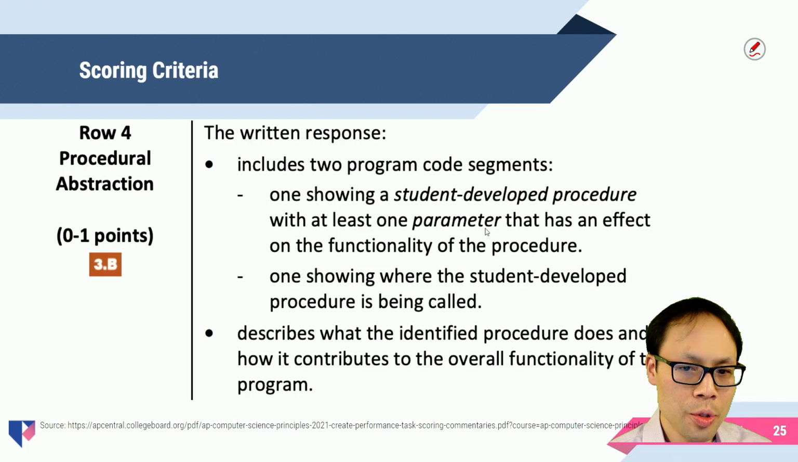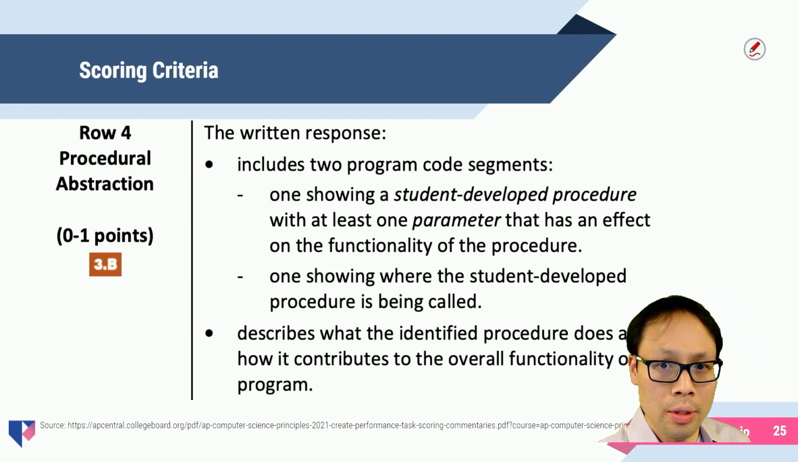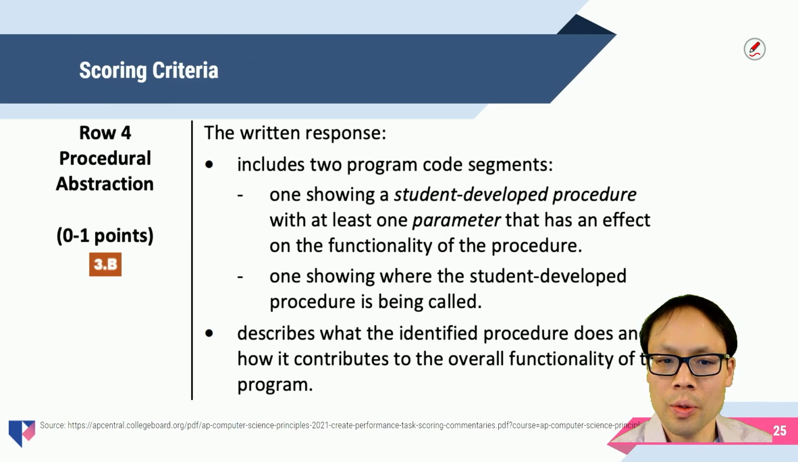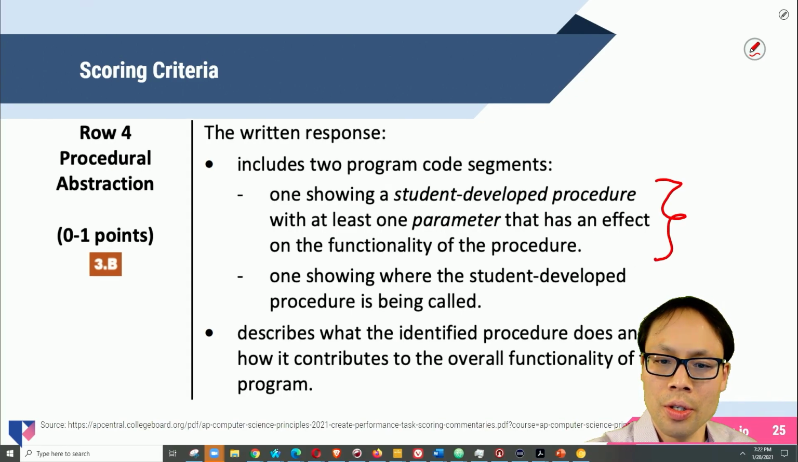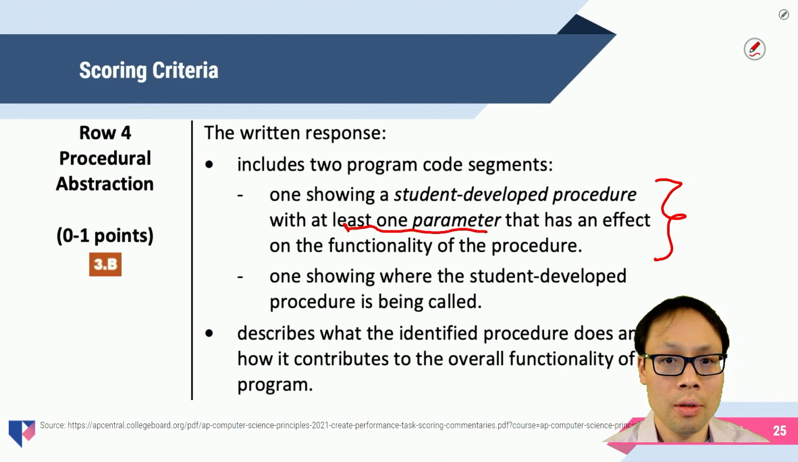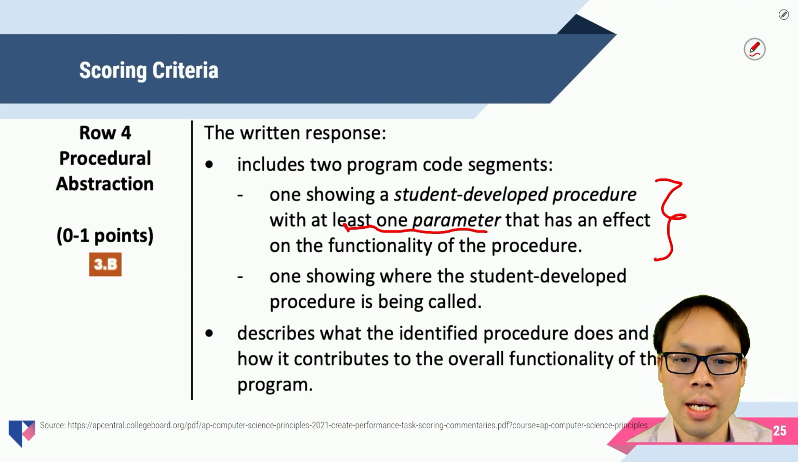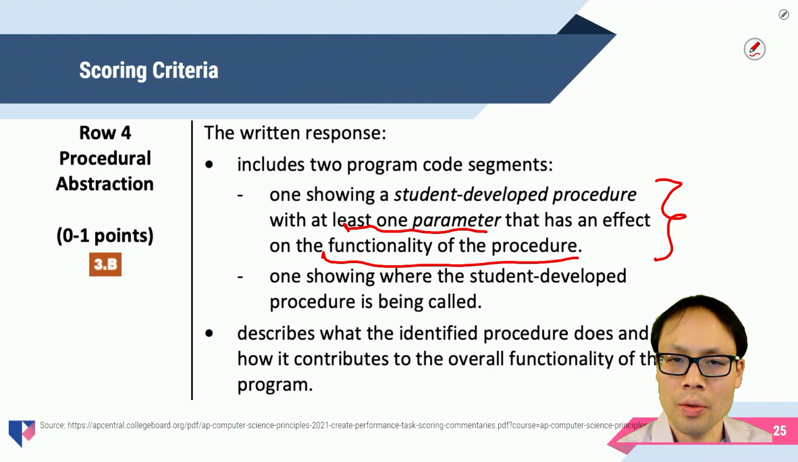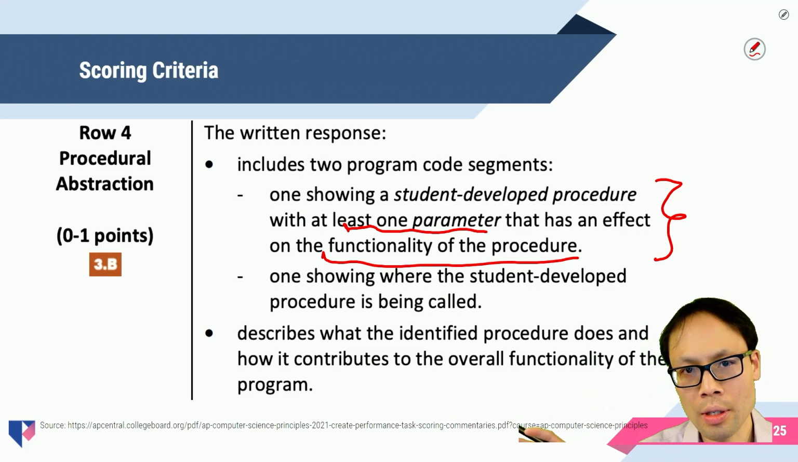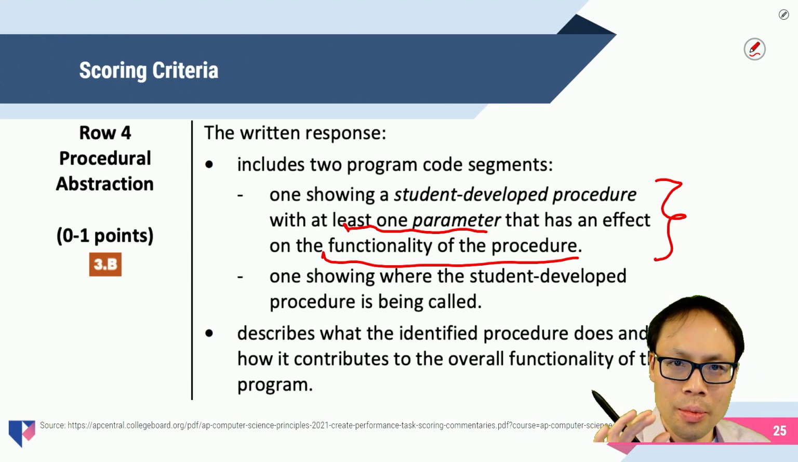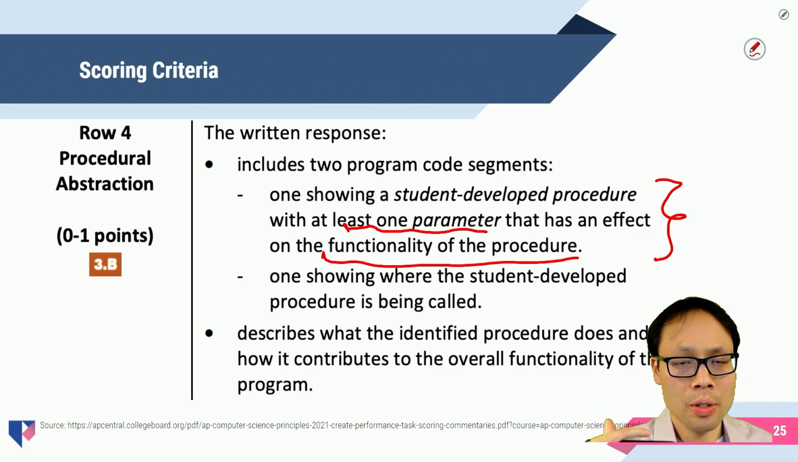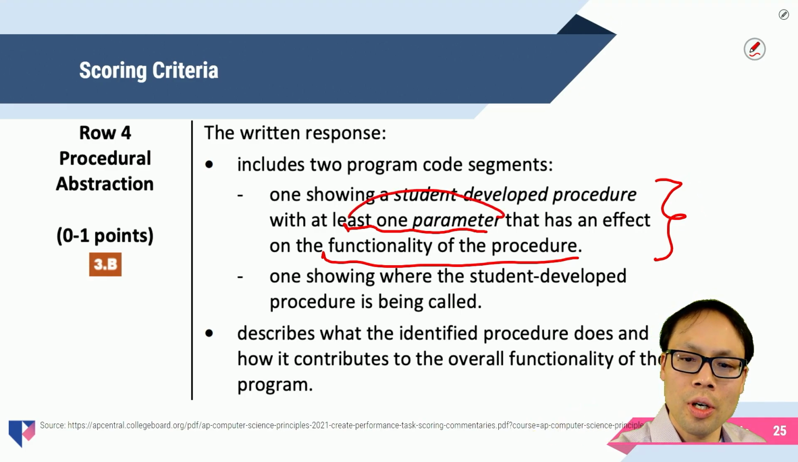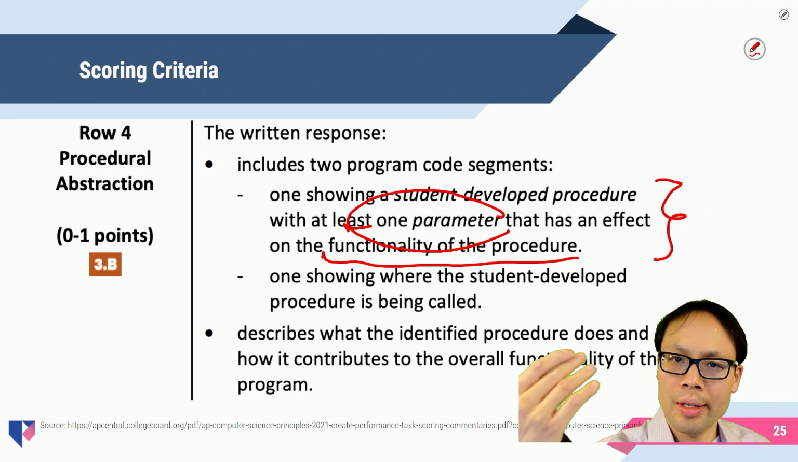All right, row 4 is procedural abstraction. So again, they're looking for functions, but this time it's required versus before you could have chosen either list or procedure. The written response includes 2 program code segments, one showing the procedure, and this is the really important part here: it has to have at least one parameter that has an effect on the functionality of the procedure. That's really important, and we'll talk about this later on inside of the webinar. This takes some thought from the student in terms of writing the procedure. What exactly is this procedure going to do? And because of this requirement of one parameter, what information am I going to take in? And then how am I going to process that in a meaningful way?